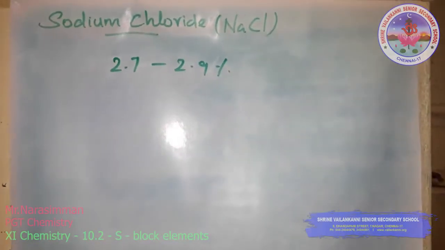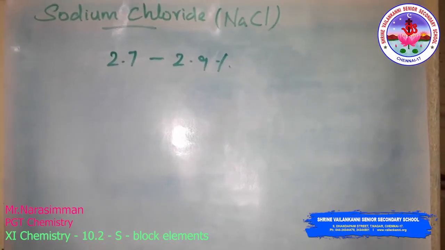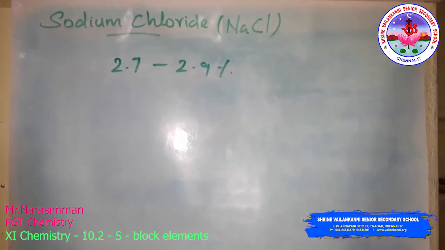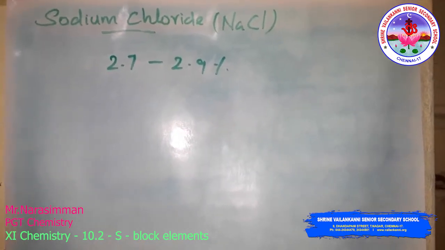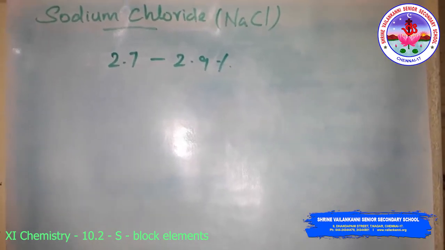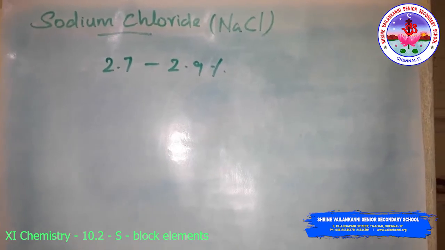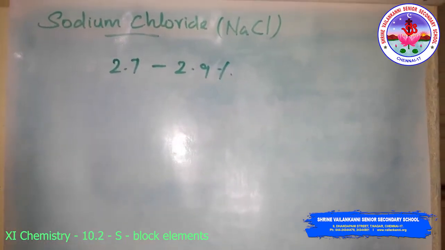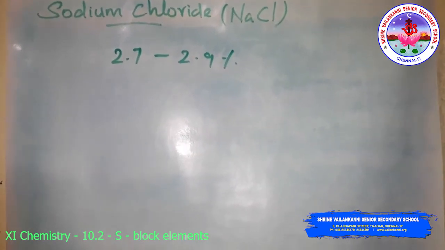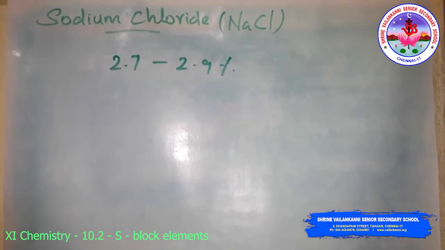Let's see some important compounds of sodium. Continuing here, we have already seen sodium carbonate. Now, sodium chloride. Sodium chloride is the most abundant compound on earth, in seawater, that is, which contains 2.7 to 2.9% sodium chloride by mass. Commonly, the salt is obtained by evaporation of seawater.